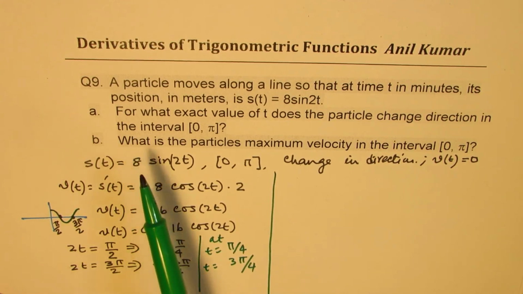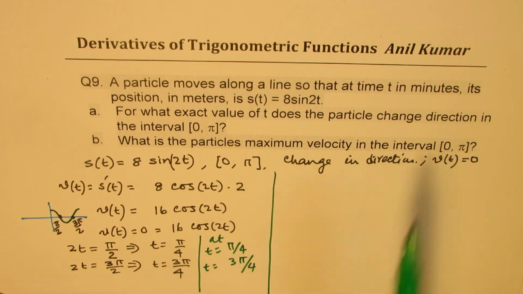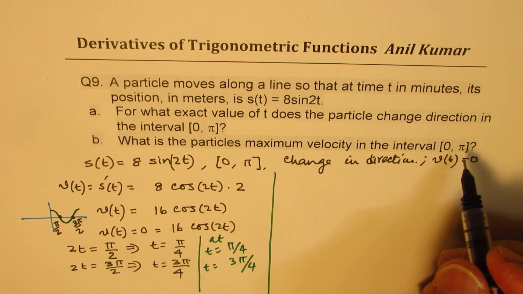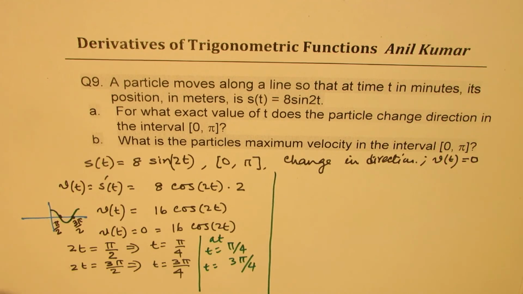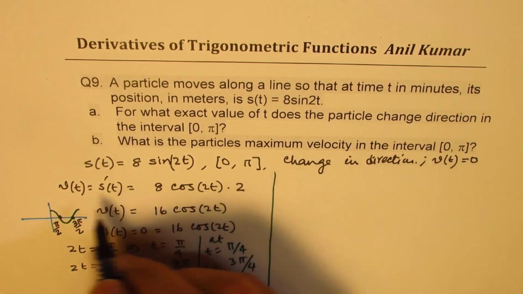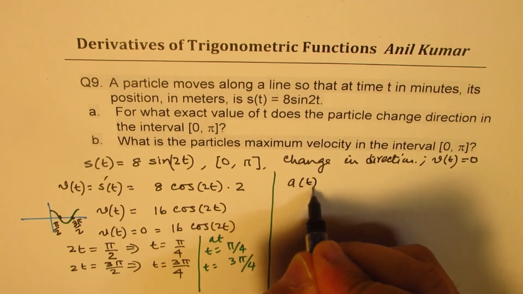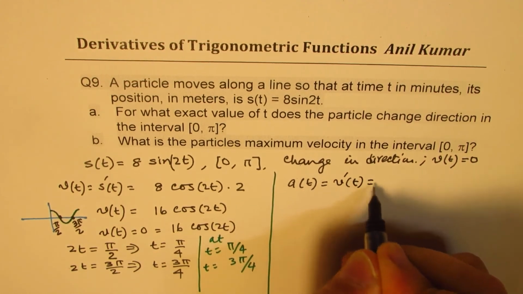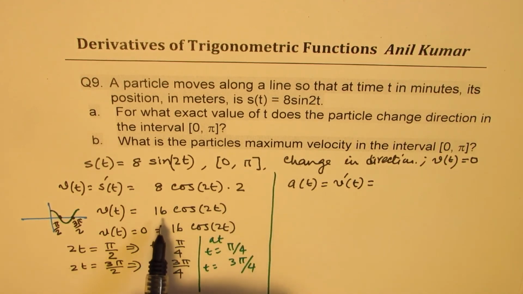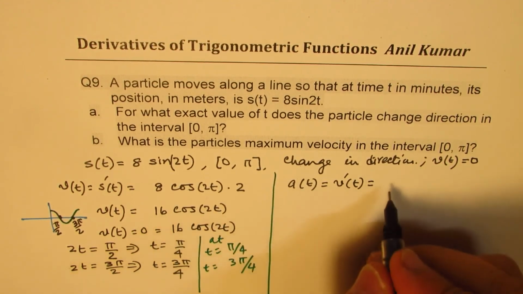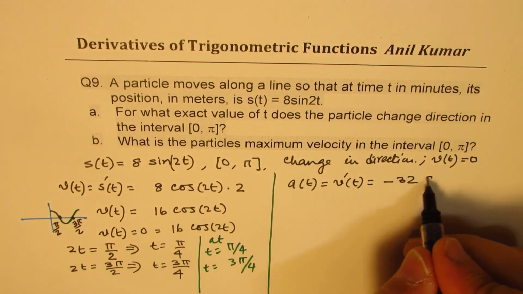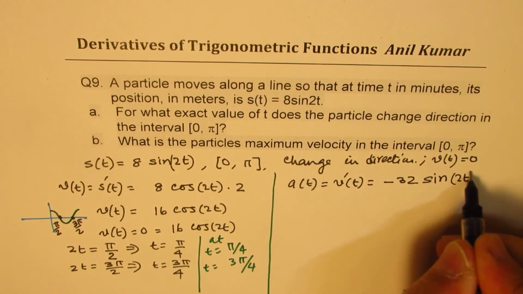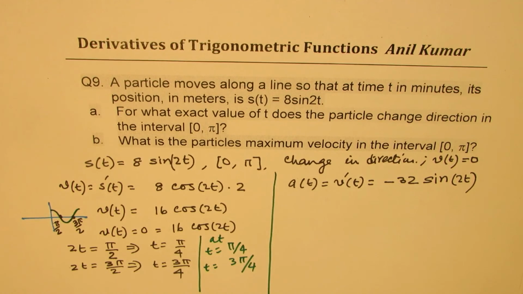Now the second part is, what is the particle's maximum velocity in this interval? To find the maximum velocity in this interval, we'll analyze the first derivative, velocity, right? So let's find the derivative of velocity itself, which is acceleration. Acceleration is the first derivative of velocity. We have the expression here, 16 cos 2t, which gives minus 32, that is 2 times this. Cos derivative is minus sine, so we get minus 32 sine 2t. Correct? So that becomes the derivative.